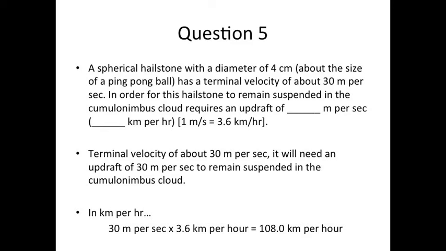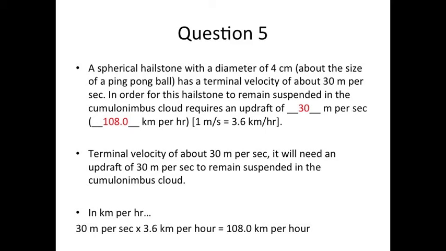To solve this problem, with a terminal velocity of about 30 meters per second, it will need an updraft of 30 meters per second to remain suspended in the cumulonimbus cloud. In kilometers per hour, you want to take 30 meters per second and multiply it by 3.6 kilometers per hour. That'll give you 108 kilometers per hour. Therefore, the hailstone requires an updraft of 30 meters per second or 108 kilometers per hour.